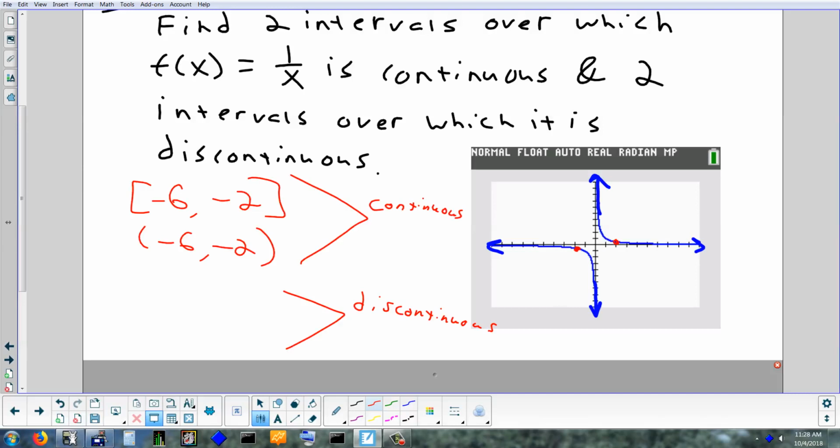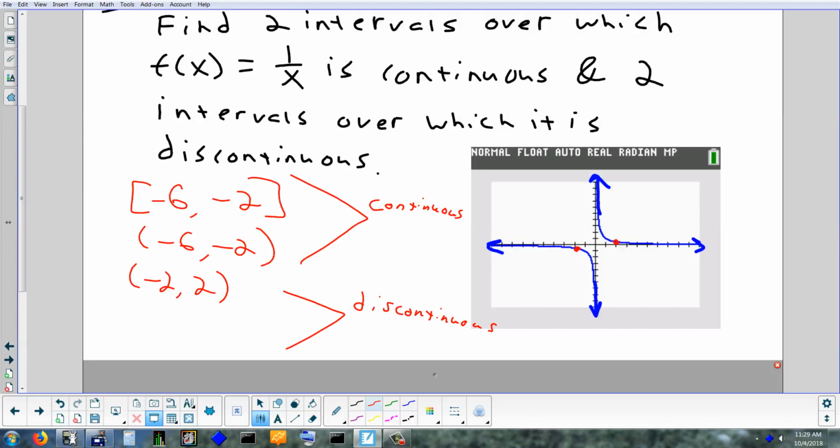Remember, you think about like you're driving, right? You've got to drive along the graph. Well, there's no way to get there without lifting up and coming back down again. So negative 2 to 2. Doesn't matter if you put brackets or parentheses. Technically, that's tracing from negative 1.99999 to positive 1.99999. Doesn't matter. Anybody give me another interval that if you tried to start here and end here, you couldn't do it without lifting your pencil?